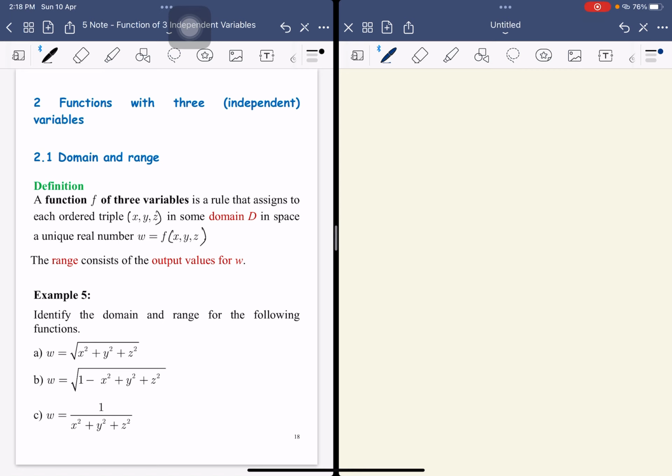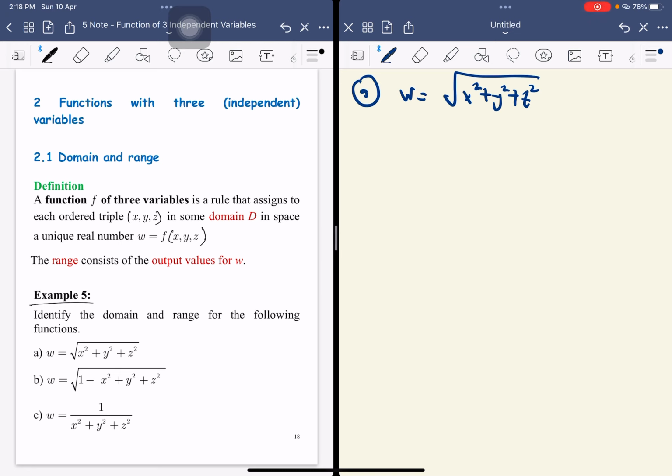If we recap what you have learned on domain and range, for example, based on this example 5, we have w equal to the square root of x squared plus y squared plus z squared. In the previous subtopic, for a function with two independent variables, the domain consisted of x and y. But for a function with three independent variables, the domain now consists of x, y, and z.